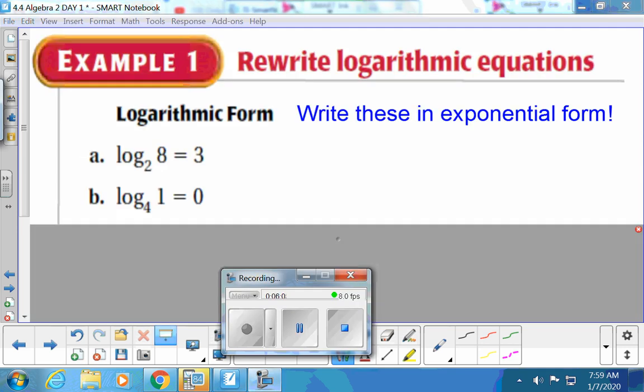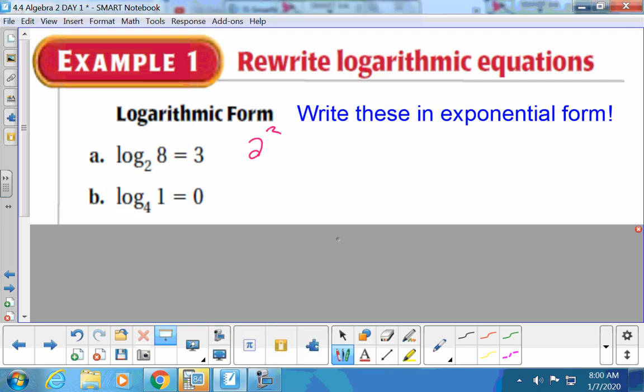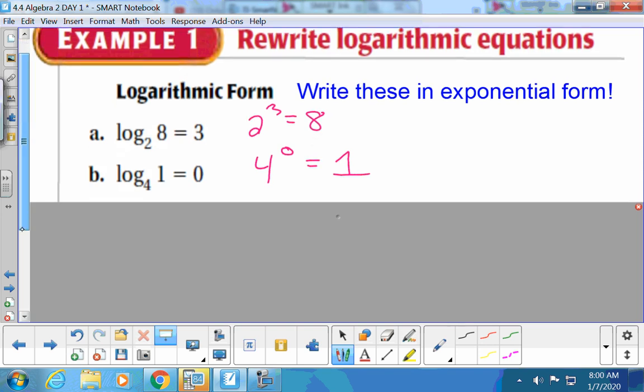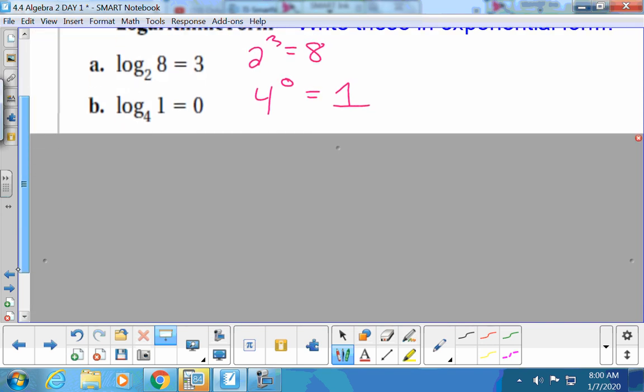All right, moving along. We kind of already did part A. It was 2 to the third equals 8. Let's try part B. What would this look like in exponential form? Tanner. 4 to the 0 power equals 1, and that's kind of a concept to commit to your memory. Anything to the 0 power does equal 1. You'll see that popping up a lot, a little bit later today as well.